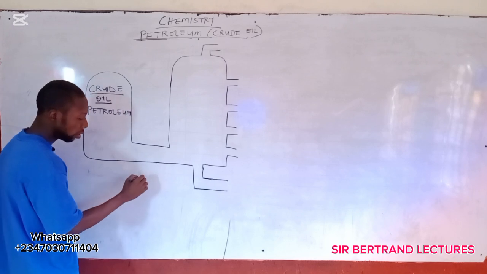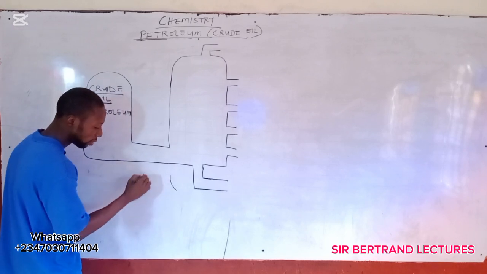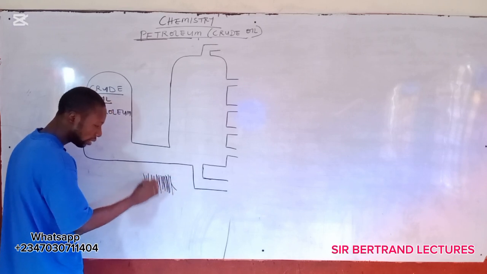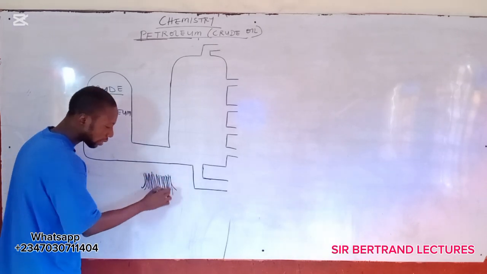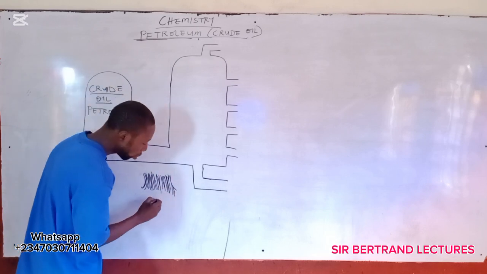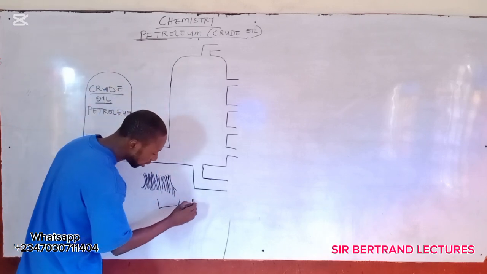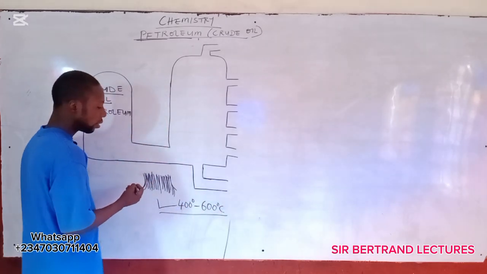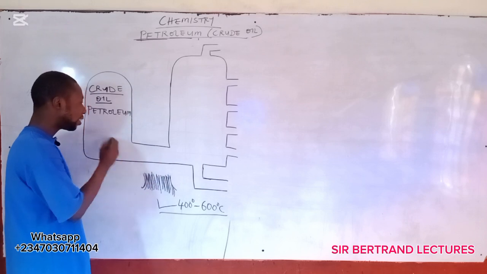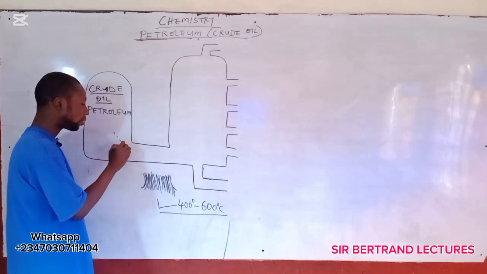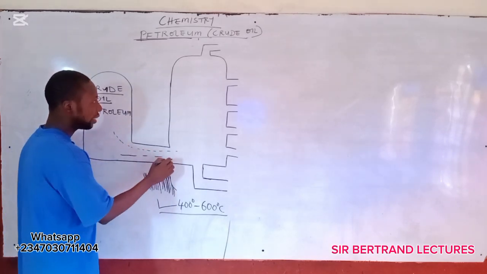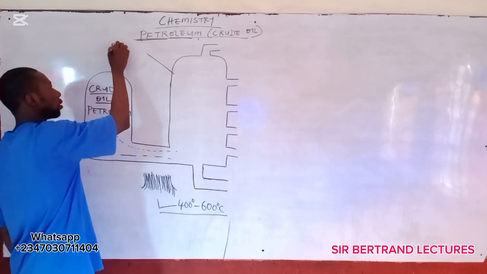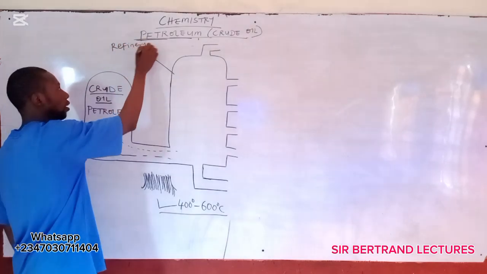Here is where the heat is applied. This is the Bunsen burner that burns at a very high temperature, in the range of 400 to 600 degrees Celsius. Then, as the heat is applied, the petroleum evaporates and migrates towards the refinery tower.